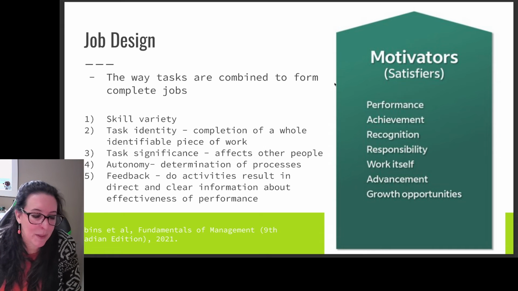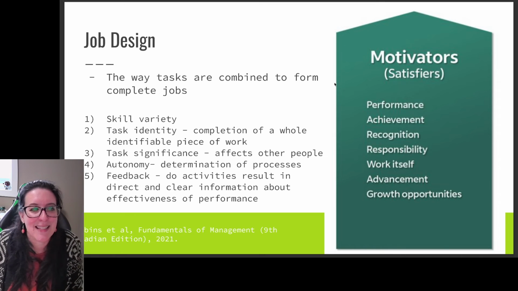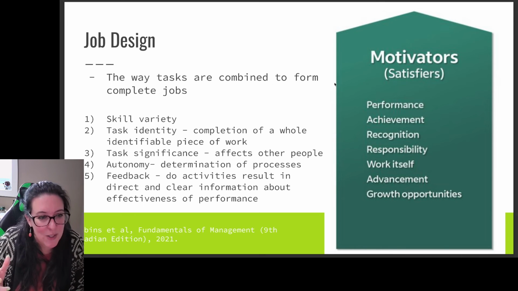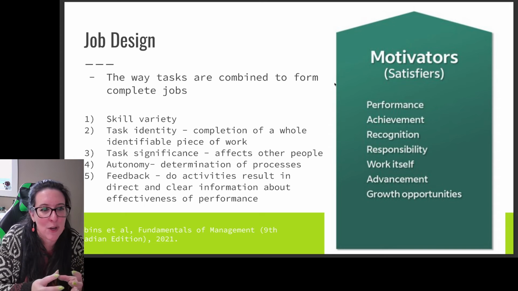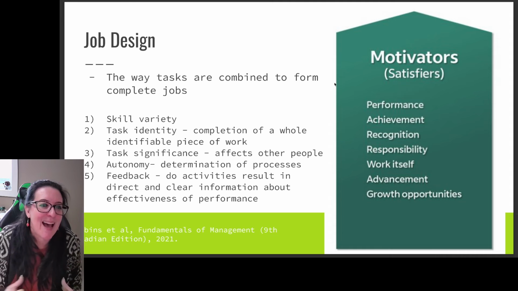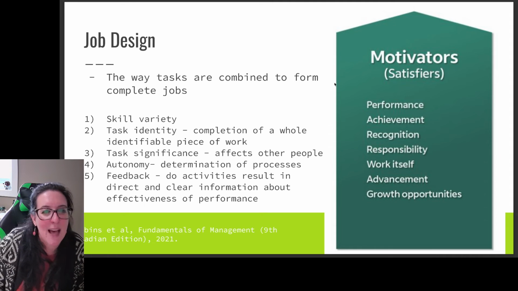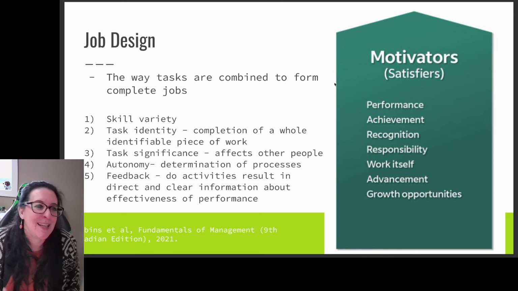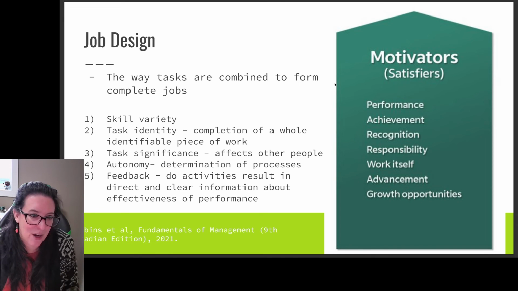Do we have the ability to showcase the talents of the individuals within the team? Does the team get to see the finished product? So how their work contributes to the final product. So do we have that task identity? Task significance. So does that team get to see how their work, how their performance impacts other people, impacts the greater organization? Do we have autonomy? So does that team get to determine their process, their steps?